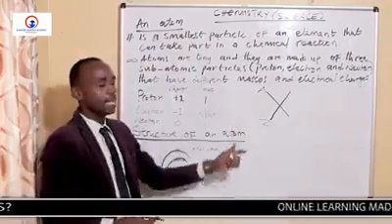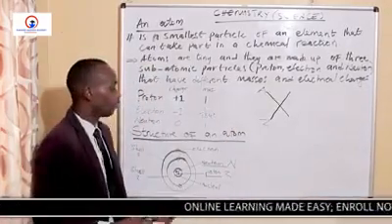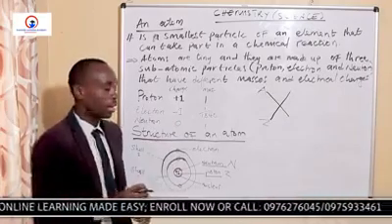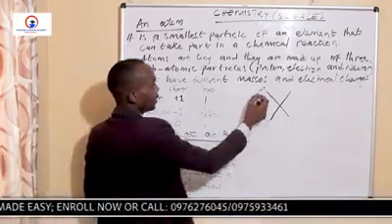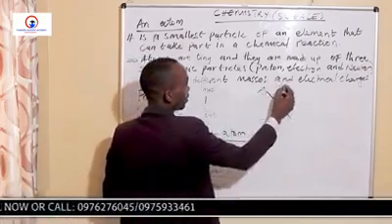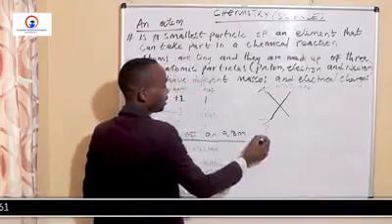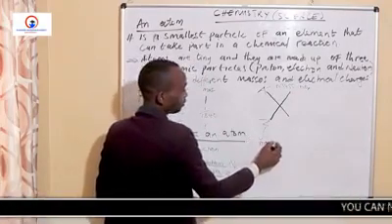Now, what we are seeing is just the arrangement of the three subparticles of an atom when we go to an element. Therefore, A simply means the mass number, while Z simply means the proton number.